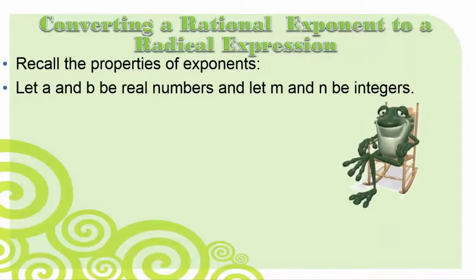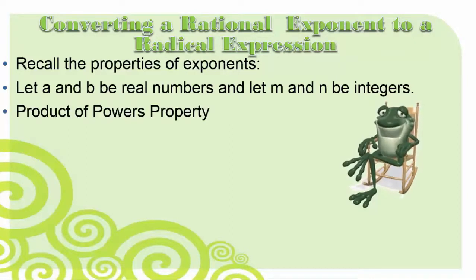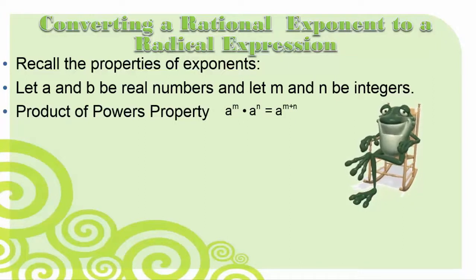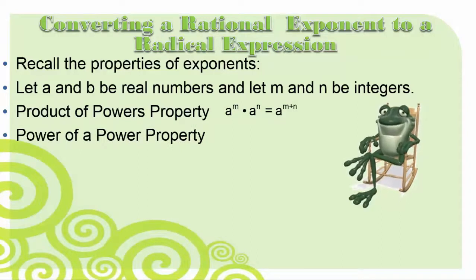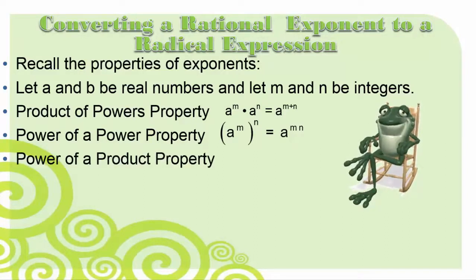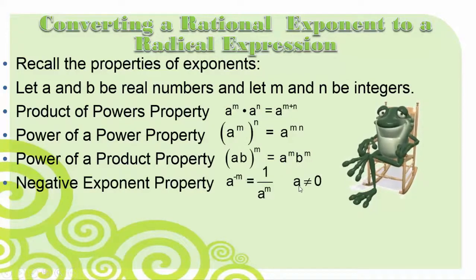Converting a rational exponent to a radical expression. Recall the properties of exponents. Let a and b be real numbers, and let m and n be integers. The product of powers property: a to the m times a to the n is equal to a to the m plus n. Power of a power property: a to the m brought to the nth power is a to the m times n. Power of a product property: ab to the m is equal to a to the m times b to the m. Negative exponent property.